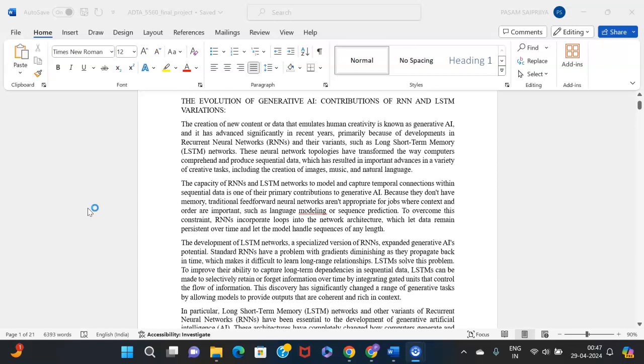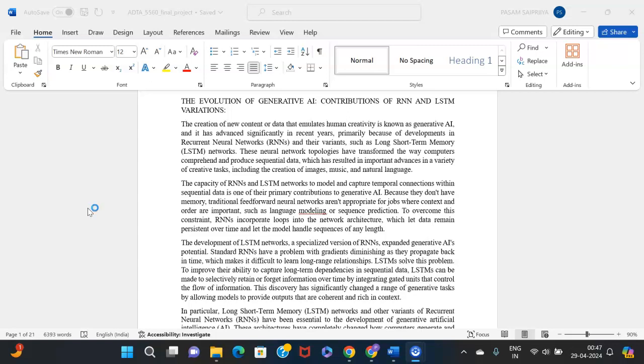The capacity of RNNs and LSTM networks to model and capture temporal connections within sequential data is one of their primary contributions to generative AI. Because they don't have memory, traditional feed-forward neural networks aren't appropriate for jobs where context and order are important, such as language modeling or sequence prediction. To overcome this constraint, RNN incorporate loops into the network architecture, which let data remain persistent over time and let the model handle sequences of any length.